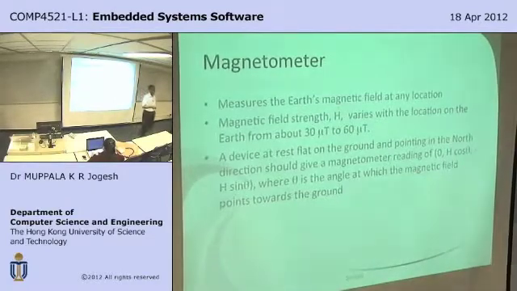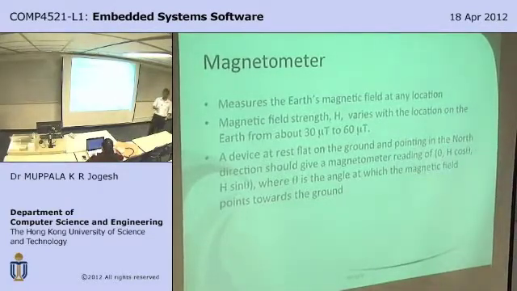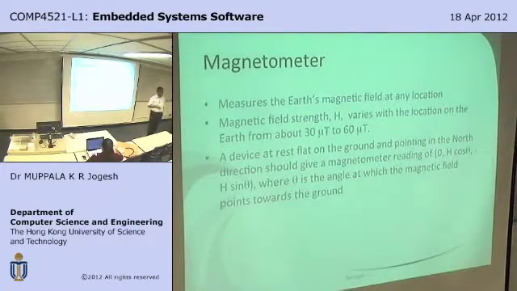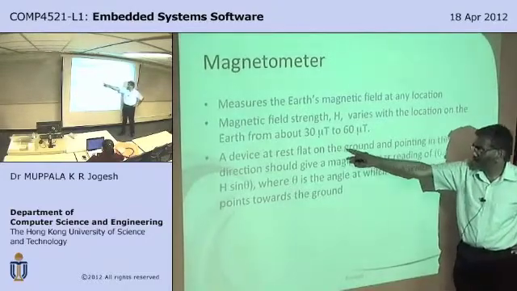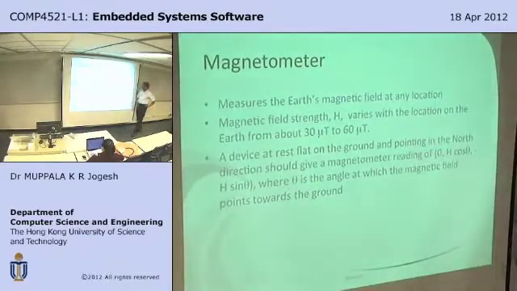From high school physics, you know what a Tesla is. Tesla is a measure of magnetic field. So if I remember right, the unit here is called a microtesla. So a device that is resting flat on the ground and pointing in the north direction, from our perspective, we don't care what the magnetometer does. We are querying it and it is going to return three values, corresponding to X, Y, and Z directions.